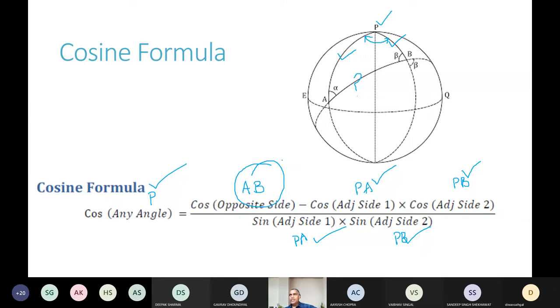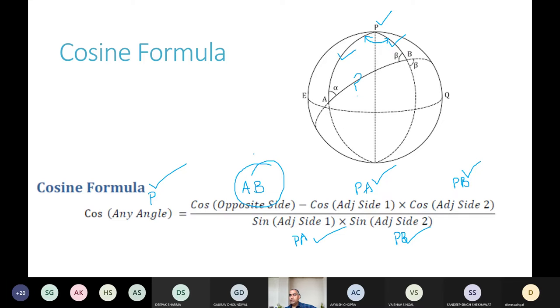So these are the two cases or two scenarios in which cosine formula can be applied or used. One, when all the three sides of the triangle are known to you. Second, when any two sides of the triangle and the included angle is known to you.